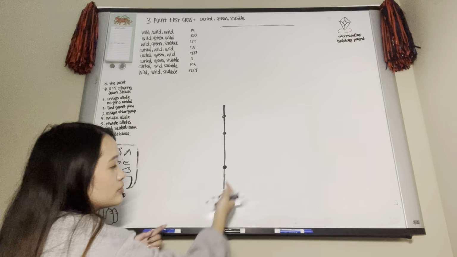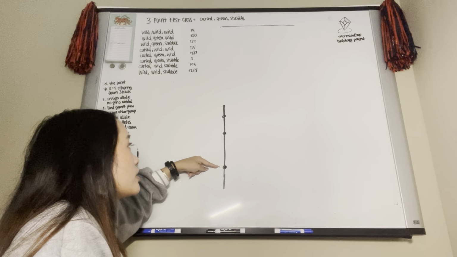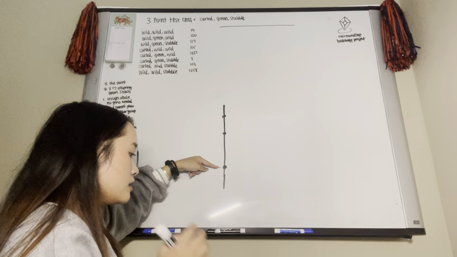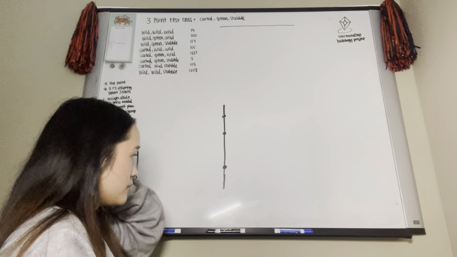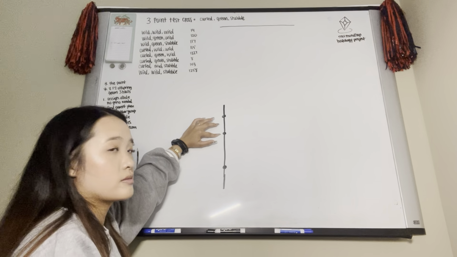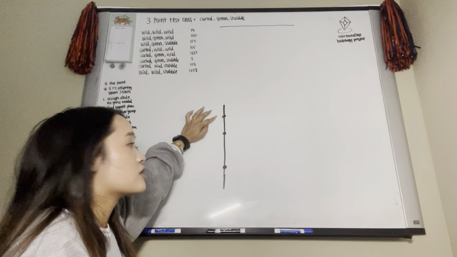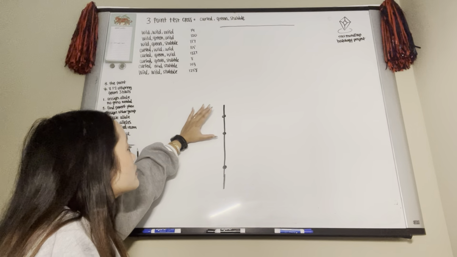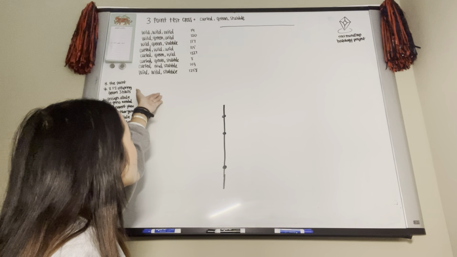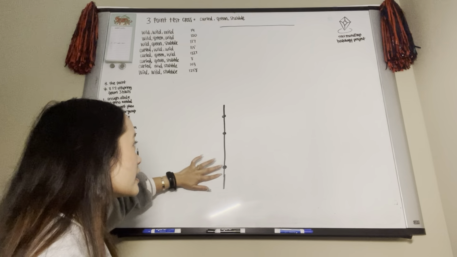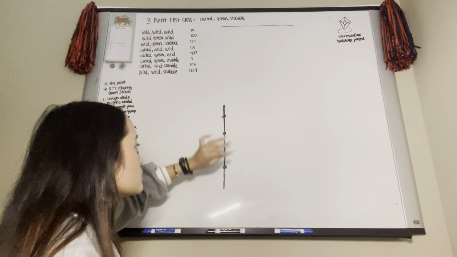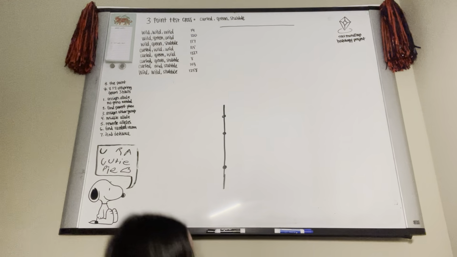This point could be the point that codes for body type. This could be the point that codes for color of your body, and then this could be hair color, for example. Then you don't know exactly which one is which, but in a 3-point test cross, you can find 3 traits and where they are located on the chromosome in relation to each other. So that's basically what we're going to be doing.